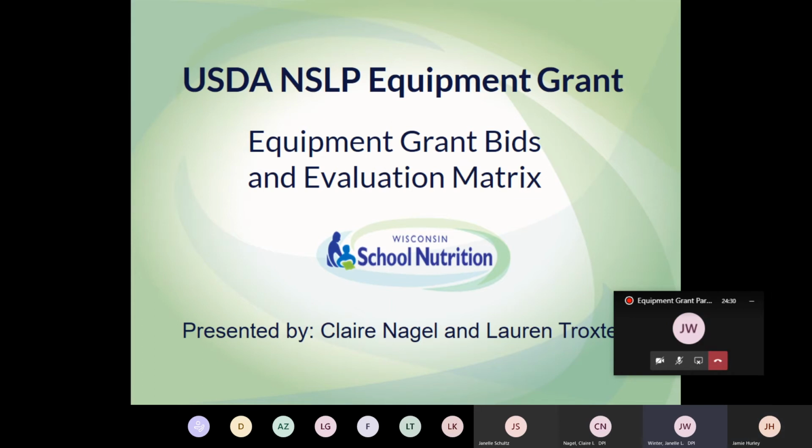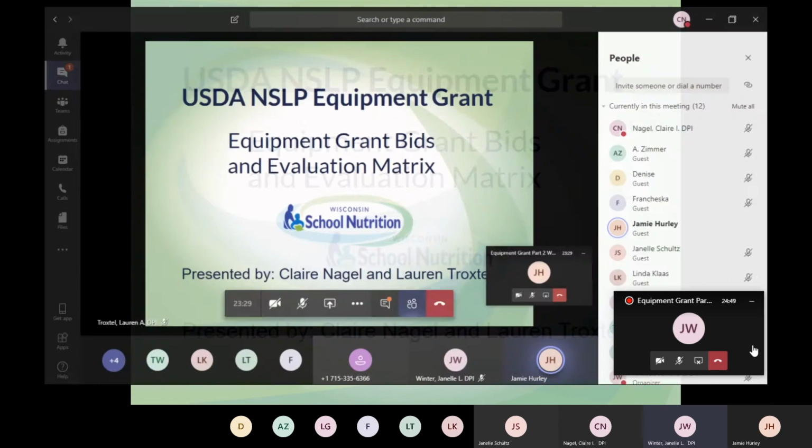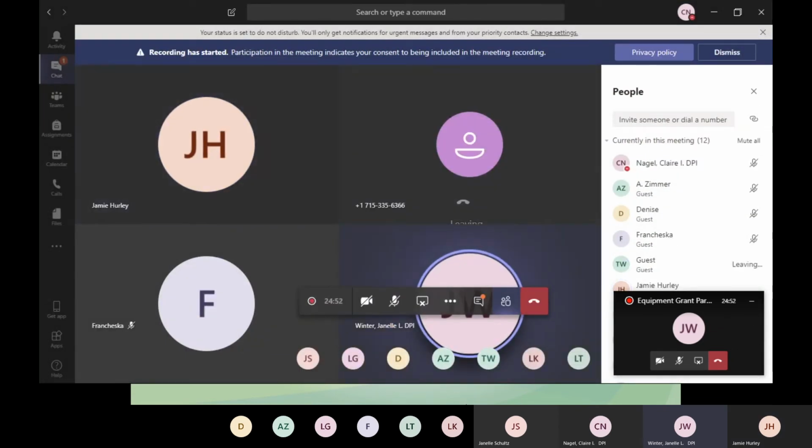Today we're going to talk about equipment grant bids and the evaluation matrix, the next steps to obtaining bids and evaluating your bids for the purpose of the equipment grant. All school food authorities have been notified that they're either proceeding with the next steps or they are not proceeding with the next steps. Everyone was notified today.